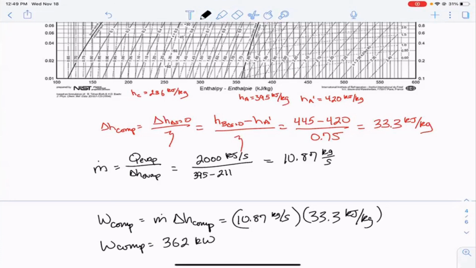And interestingly, in this problem, for the base case, the compressor work was 368 kilowatts. So there wasn't really a huge change in the work that needed to be done. But what did change was the mass flow rate. And so here it's 10.87. In the previous version of the problem, right, without the heat exchanger, it was over 12. And so that can affect things like how you would size the equipment, which could have capital cost implications, even if it didn't really have electrical cost implications.